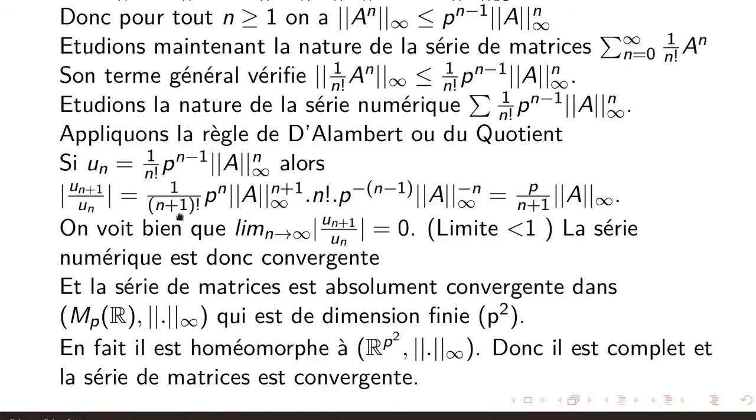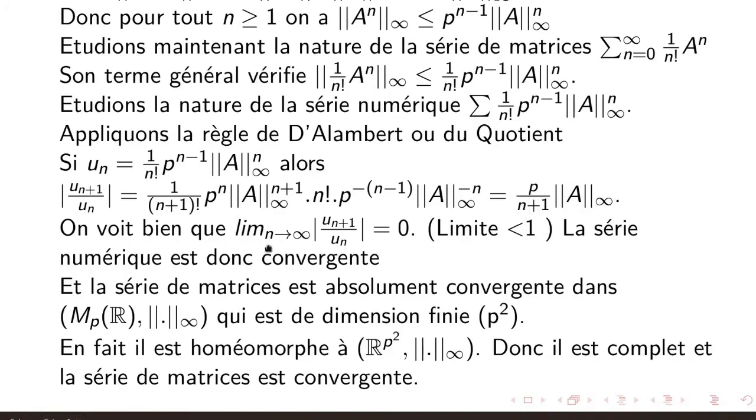Then the factorials simplify, leaving n plus 1 at the bottom. The powers of P simplify to P. The infinity norms of A simplify to the infinity norm of A to the power of n plus 1 times the infinity norm of A to the power of minus n. It gives exactly the infinity norm of A, P and the infinity norm of A being constants.